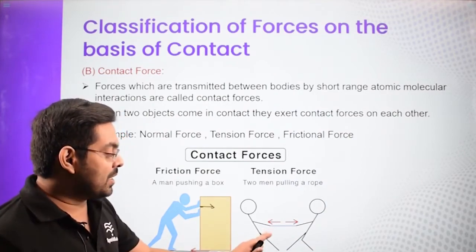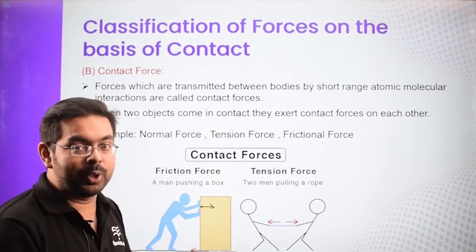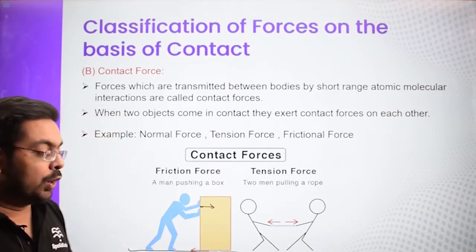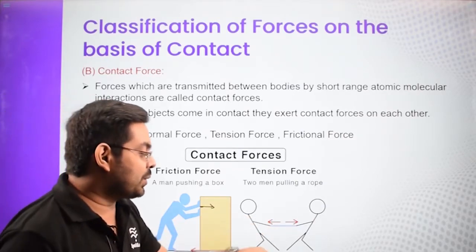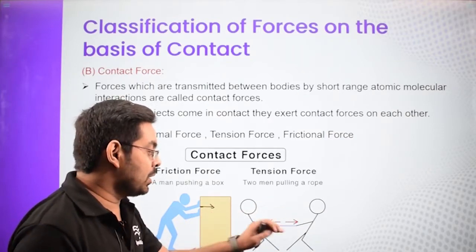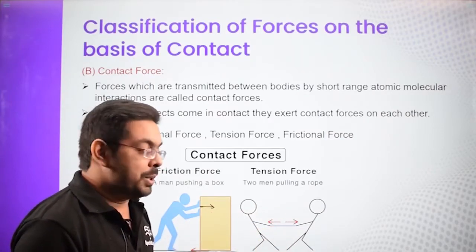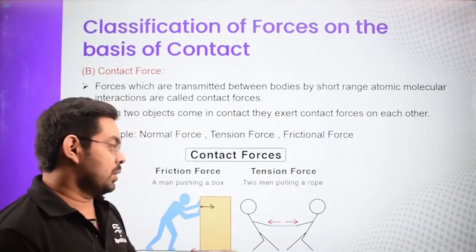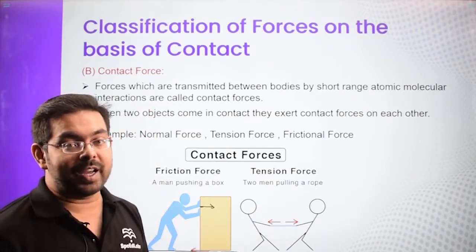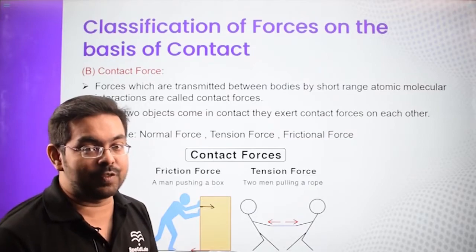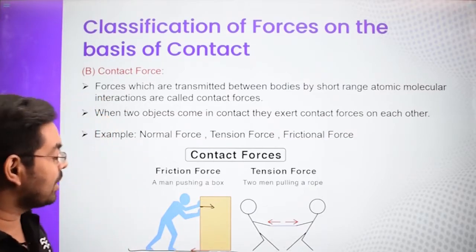सिमिलरली इफ टू पर्सन्स आर होल्डिंग दिस रोप एंड दे आर पुलिंग ईच अदर, ठीक है, तो the force applied by the string on the persons, on the people, ठीक है, these two people, that is called tension force. ठीक है, the pulling force applied by a string is called tension force. तो उस पे भी हम थोड़ा डिटेल में बात करते हैं अभी.